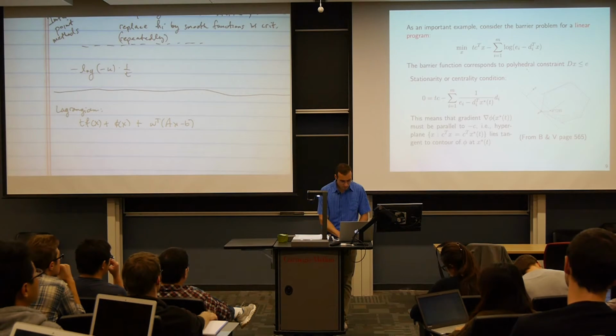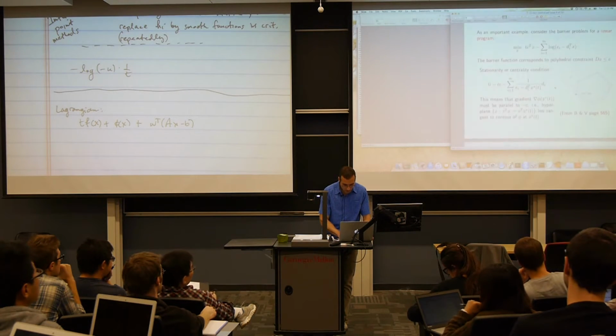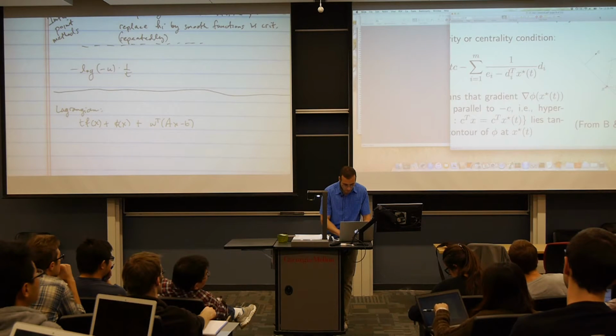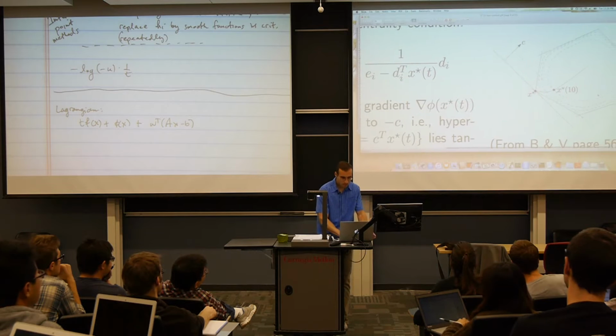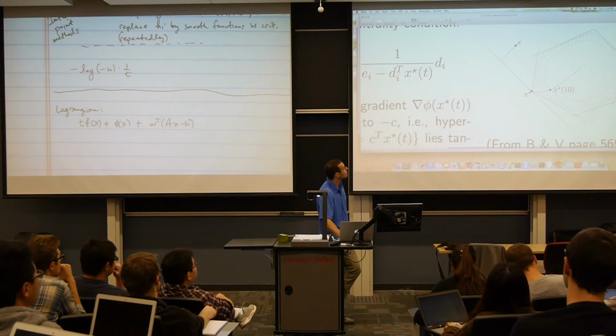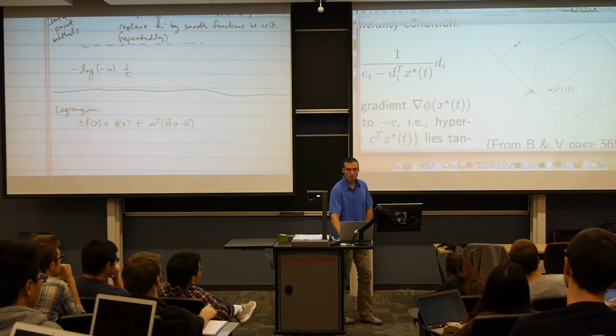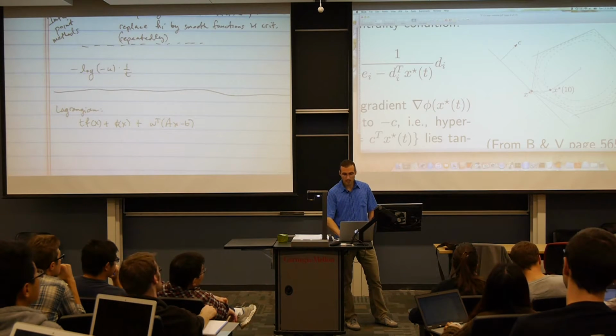And this is a nice picture from the Boyd and Vandenberghe textbook. I'm going to blow it up a bit. So what this is showing you is the constraint set to my LP. This is the polyhedron given by Dx less than or equal to some vector e. And this is the central path. So here I've solved the problem with t pretty much equal to 0, some very small value of t. And I've made t larger and larger and larger.